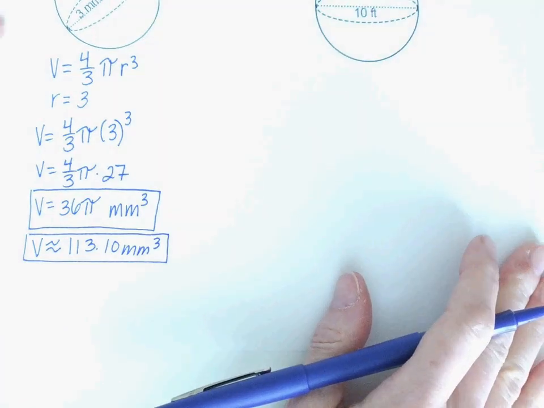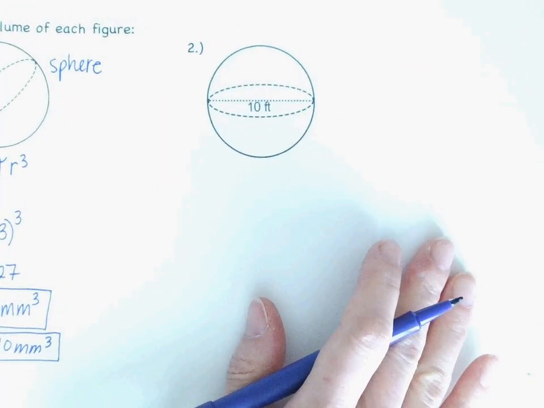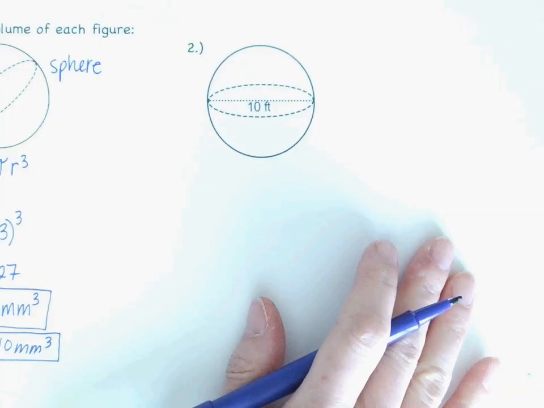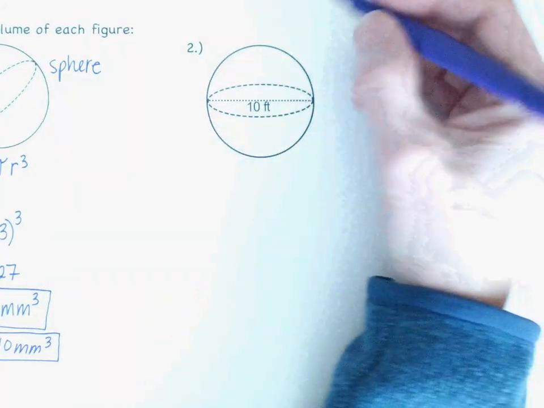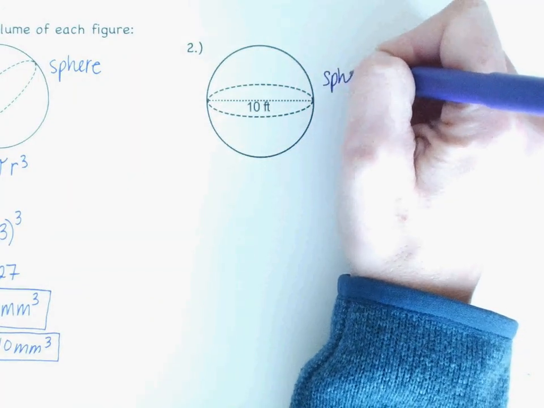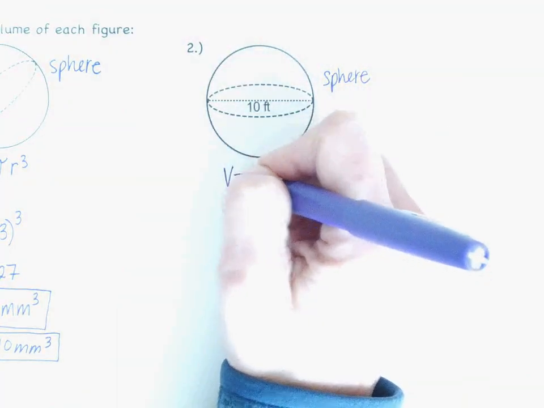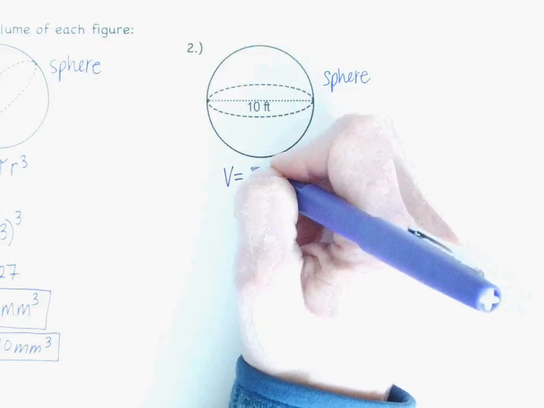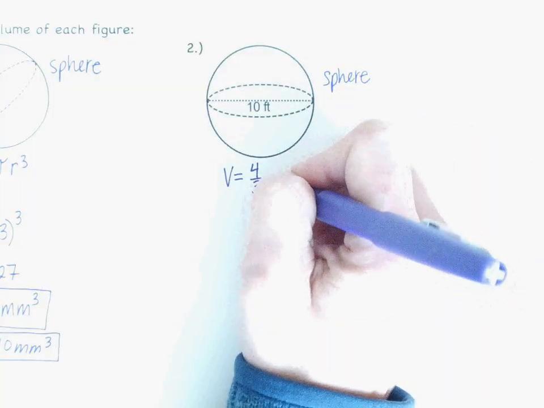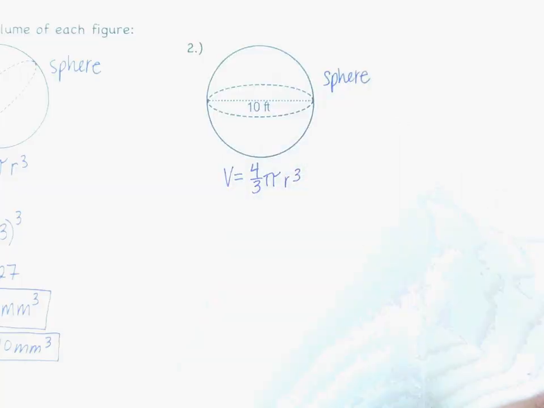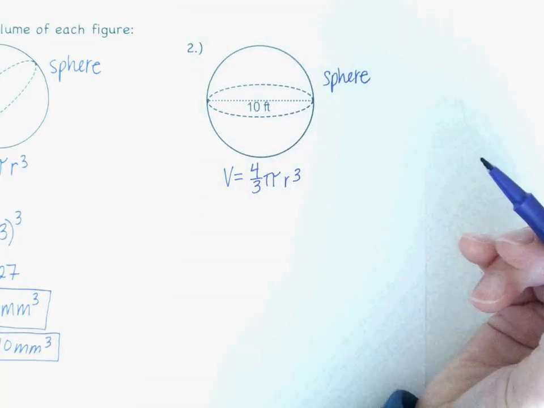So that is our first example done for you. Let's go ahead and try this one more time. So again, taking a look at this shape, I have a sphere. So I'm going to identify that I have a sphere. I'm going to go ahead and write down the formula. So 4/3 pi r cubed. And then I'm going to go ahead and take a look at my figure.